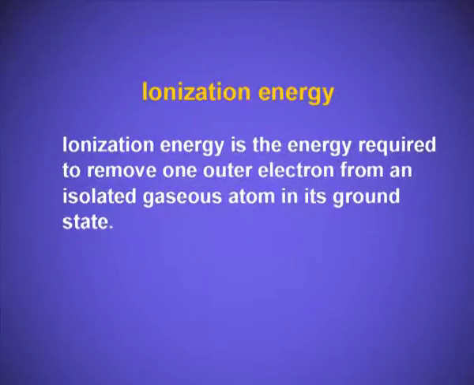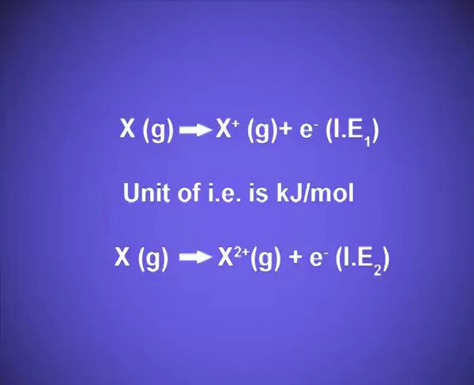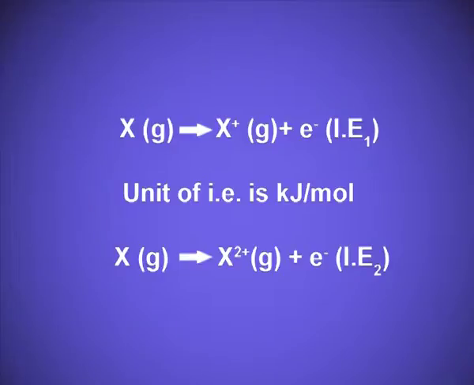Let's define. Ionization energy is the energy required to remove one outer electron from an isolated gaseous atom in its ground state. X is the neutral atom in the gaseous state. We are removing one electron and X is changing into X plus, that is a cation. The unit of ionization energy is kilojoules per mole.